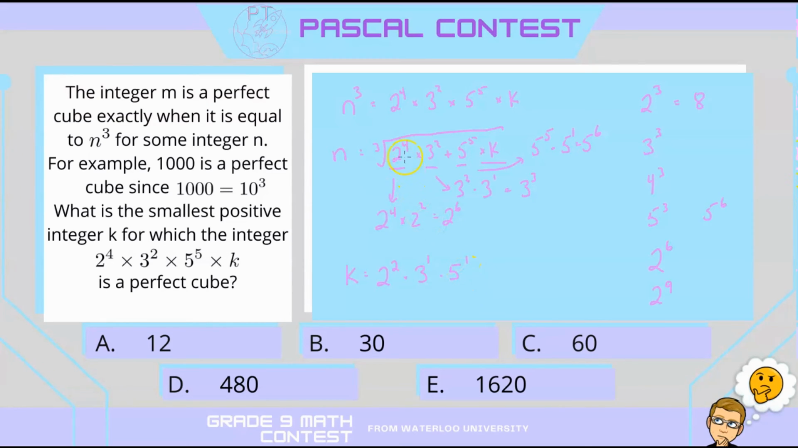Now that we've fixed each one of these coefficients to be a perfect cube, with k equal to 60, the entire term is a perfect cube. So our answer is C, 60.